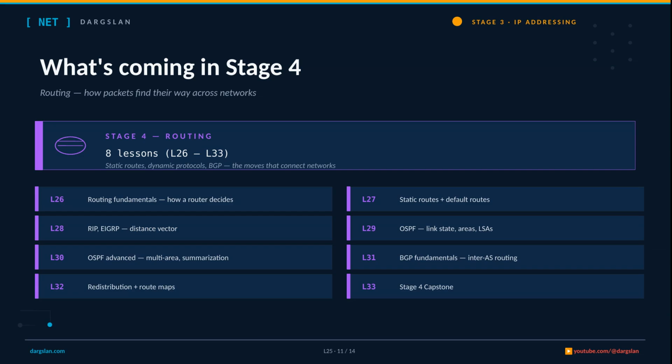With that toolkit in hand, the natural next question is, where do those addresses actually go? That's Stage 4, routing. Over 8 lessons, from L26 to L33, we'll move from how a single router makes a forwarding decision through static routes, distance vector with RIP and EIGRP, into OSPF in both single and multi-area designs, then up to BGP for inter-AS routing, and finally, redistribution and route maps before the capstone. In short, the moves that actually connect networks together.